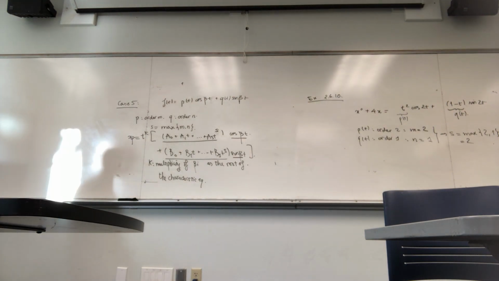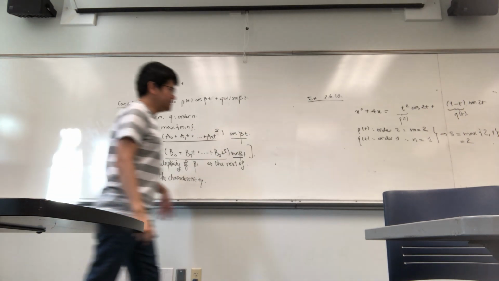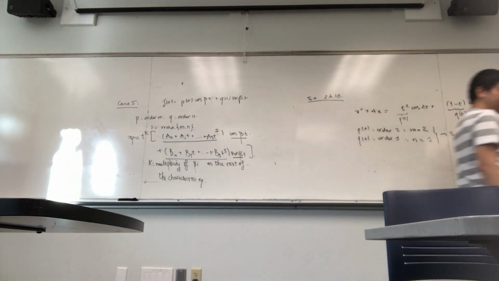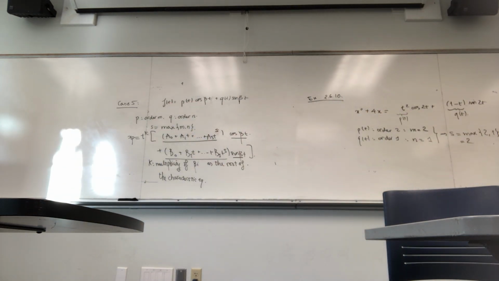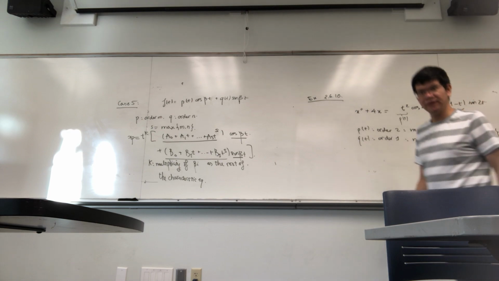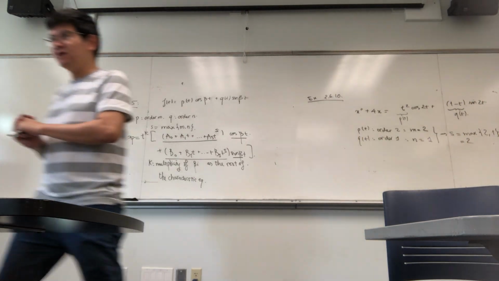Questions? So I'll explain again. In this case, you have a force of this form. You look into the two coefficients of cosine and sine. You have two polynomials. The first one is of order 2, and the second one is of order 1. You're going to take the max of the two orders, which is 2, and this is the s that you have.